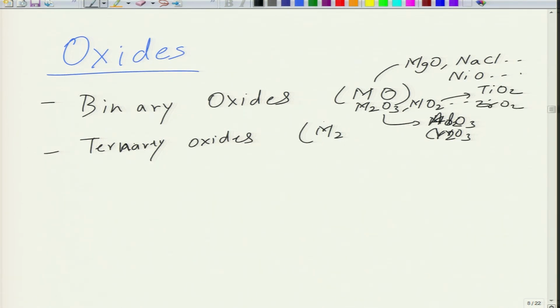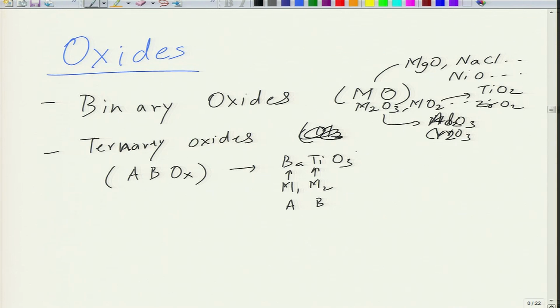You can have ternary oxides. Ternary oxides can be, you can say, let us say ABOX. Okay. So, for example, your barium titanate is a ternary oxide. So, you have barium as a cation 1. So, this is M1, titanium is M2, or you can say A, B, and then of course, O, which is the anion.